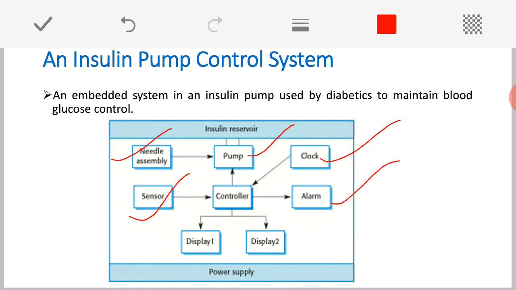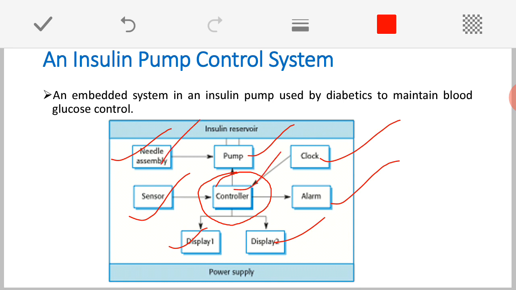Then there will be an alarm. Whenever something goes wrong with the patient or with the machine, there will be an alarm. Even in that machine there will be display screens which will display the amount of insulin, the time period, everything. A small two displays have been provided there, and all these parts will be controlled by one software, that is called a controller. See here.